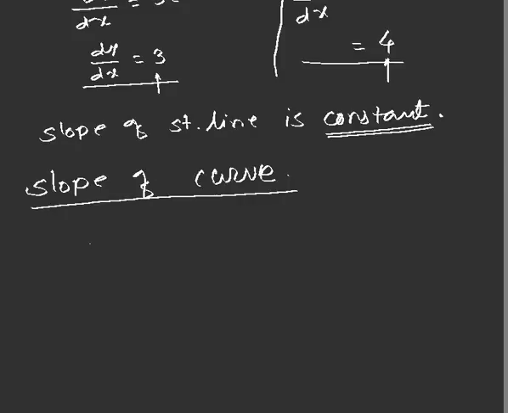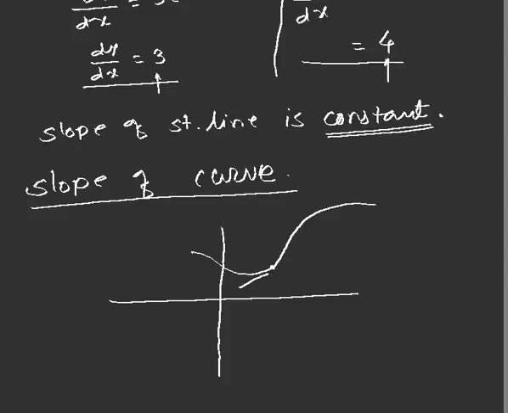Since the inclination of the curve goes on changing, let me draw a curve here. So for example, this is a curve. Now its slope is different at different points, you can easily observe. If you want to take slope here, you will have to draw a tangent at that point, and this will be the slope of that tangent, that will be the slope of curve at that point. But if you change the point, the slope changes.